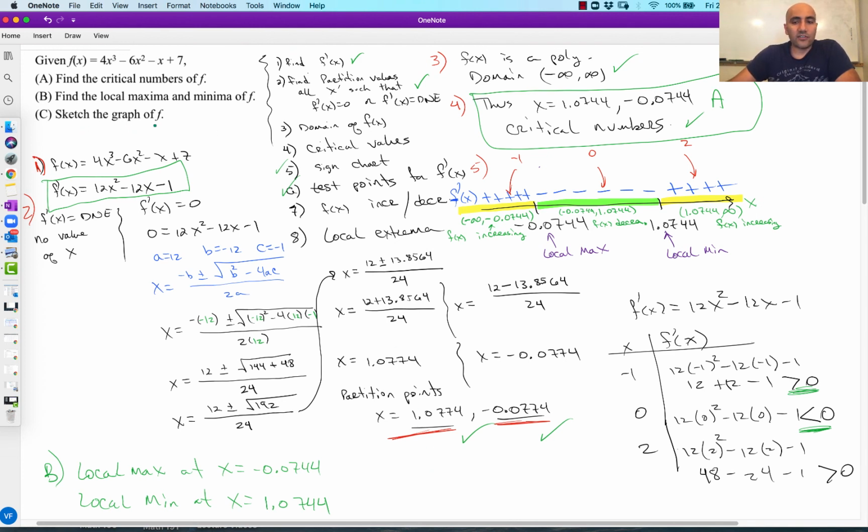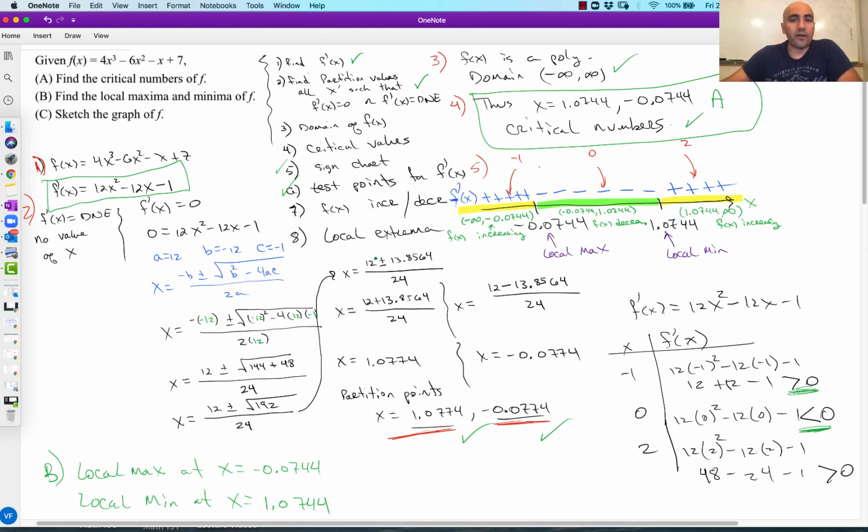Part C, sketch the graph. Okay, so we can do a rough estimate of what this graph looks like. And to really get a good sense, you need some test points here. So create a table of values. You can evaluate our function at a few key, somewhat easy points. But don't be afraid to use technology at this point. It's not wrong to use technology. You just have to justify and back up your work.